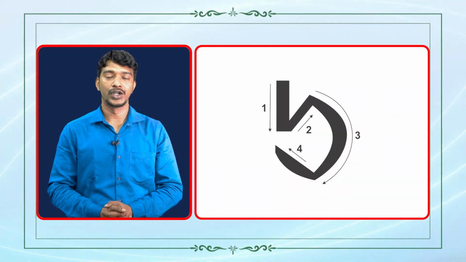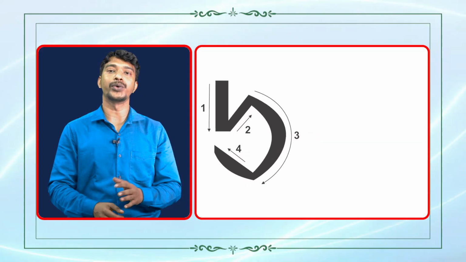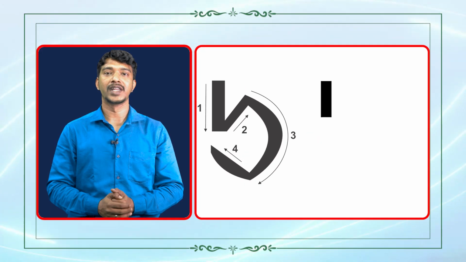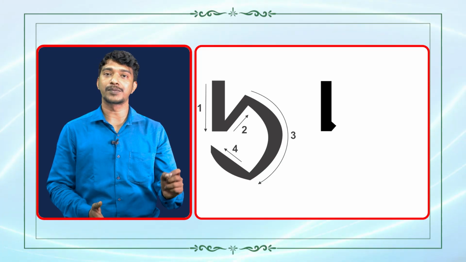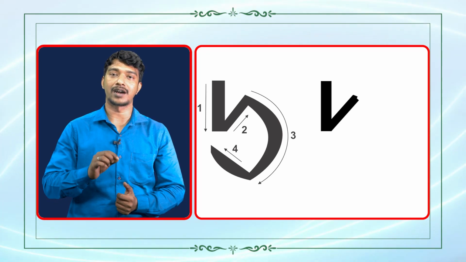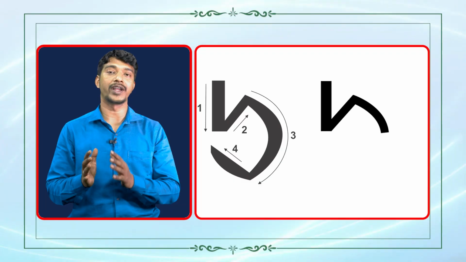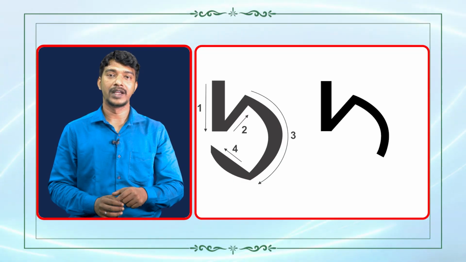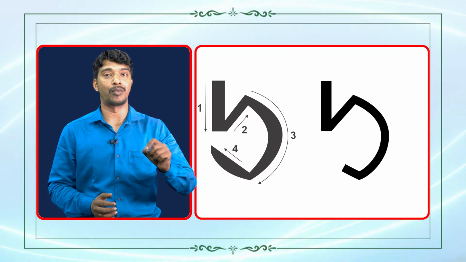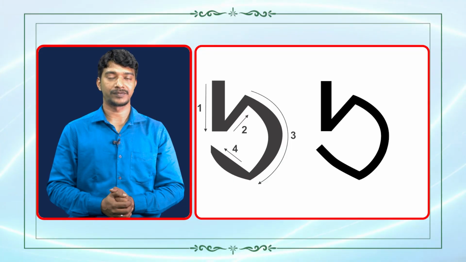Dear learners, to write U, in the first step, we will draw a vertical line from top to middle. In the second stroke, start from the end of the first line and draw a line right upward diagonal. In the third stroke, draw a semicircle downward. And in the fourth stroke, draw a diagonal left upward. In this way, U is graphically written.